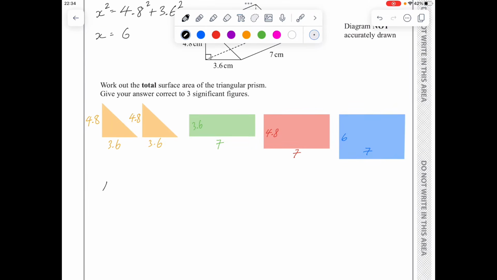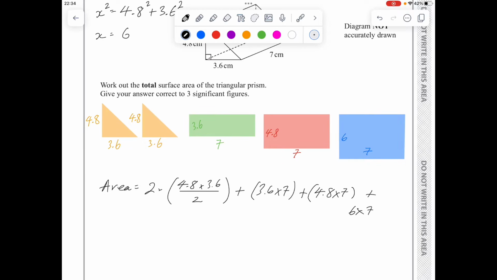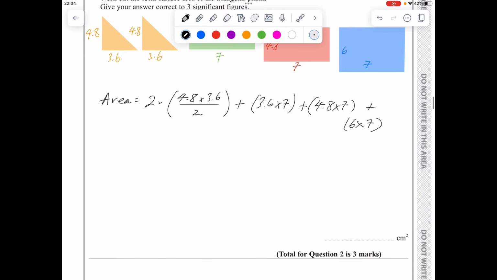So area equals to the 2 triangles, so 2 times 4.8 times 3.6 over 2 plus the area of the green one, 3.6 times 7, plus the area of the red one, plus the area of the blue one. Put this on the calculator and you'll get an answer of 118 centimeters squared to 3 significant figures.